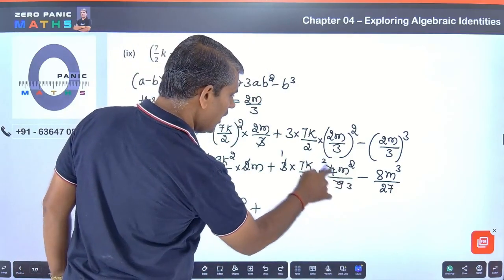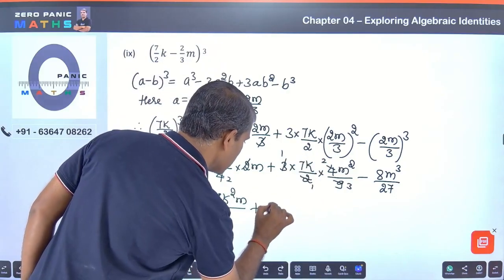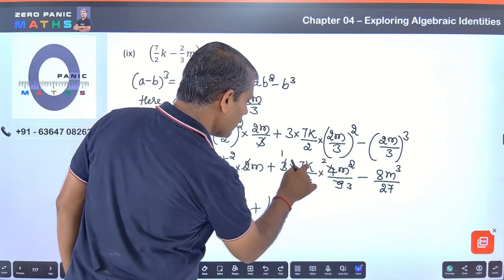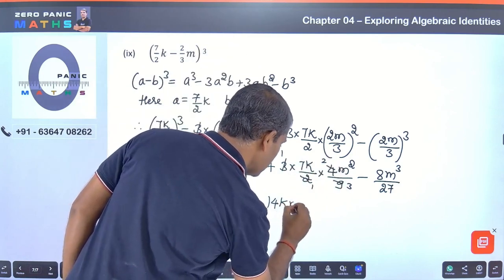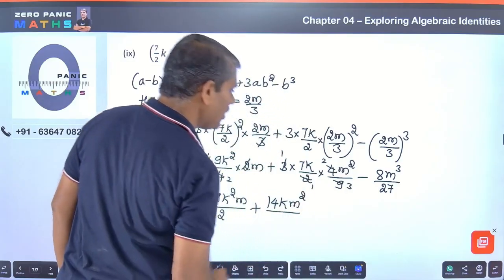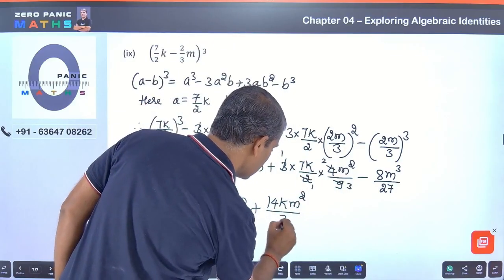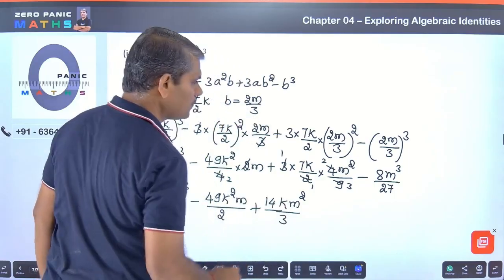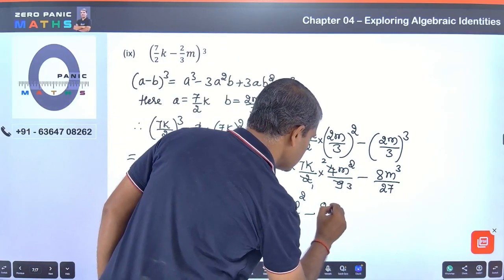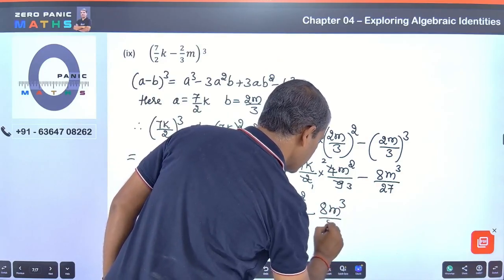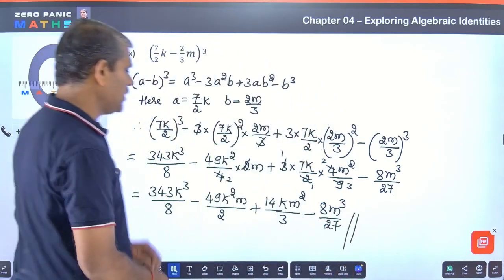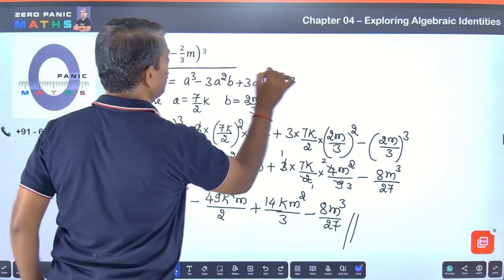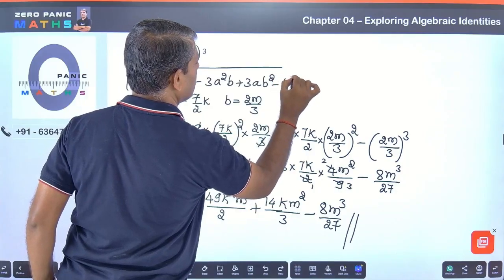There is a 3 here, there is a 2 here. 7 twos that is 14k. That's why I'm telling you, do it carefully. 7 twos 14k m square in the numerator. In the denominator, it is only 3 that is remaining. So it is 14. So don't get confused. It is 14. And finally, there's no change in this: 8m cube divided by 27. So this is the expansion by using the identity a minus b whole cube. It is b cube, right?